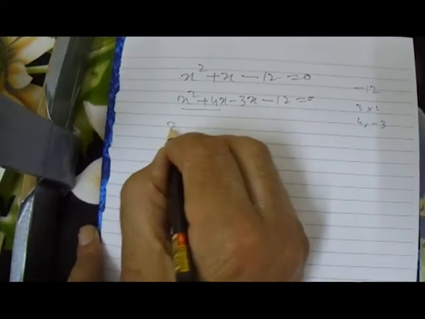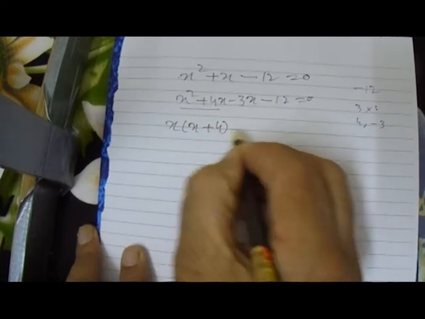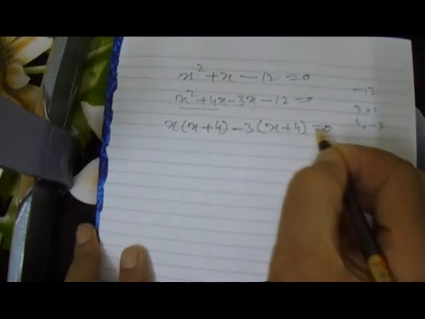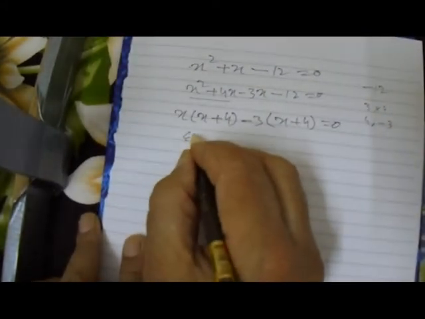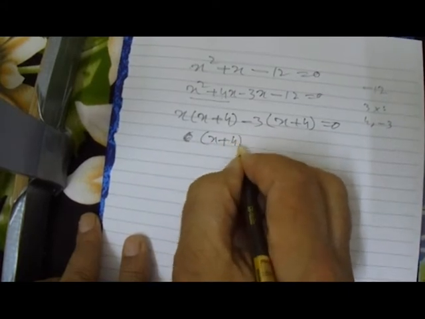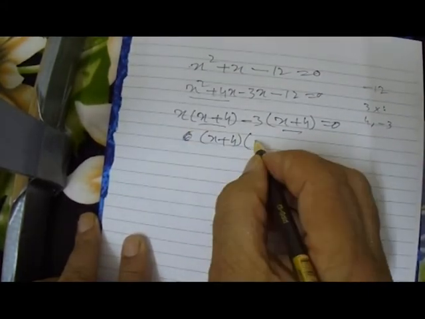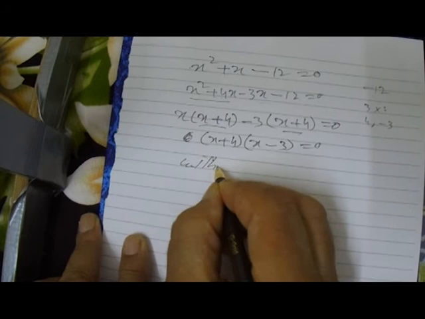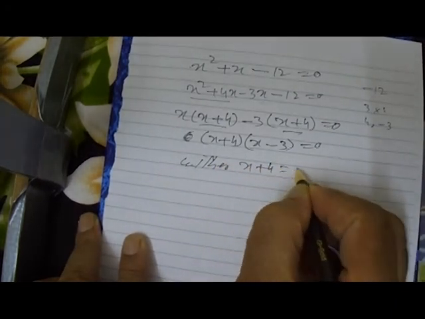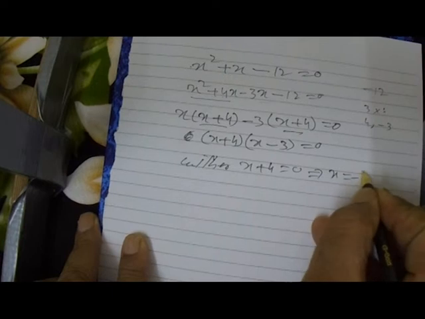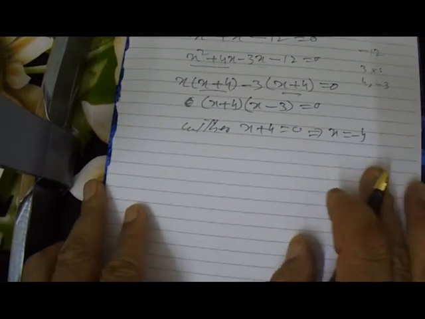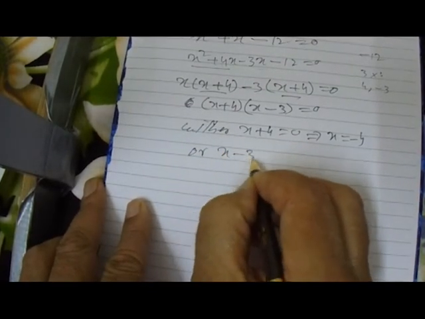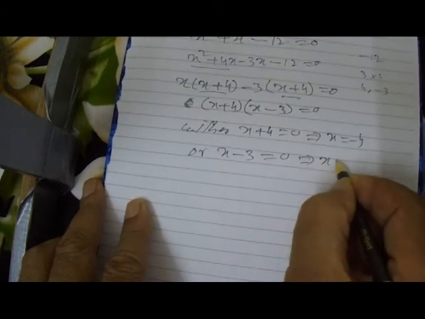We take x common from this, and minus 3 we take common from this, x plus 4 is equal to 0. Now either x plus 4 is taking common from this, and inside we write x minus 3 is equal to 0. Either x plus 4 is equal to 0, so here x is equal to minus 4. Now this is our first answer. Or x minus 3 is equal to 0, and here x is equal to 3.